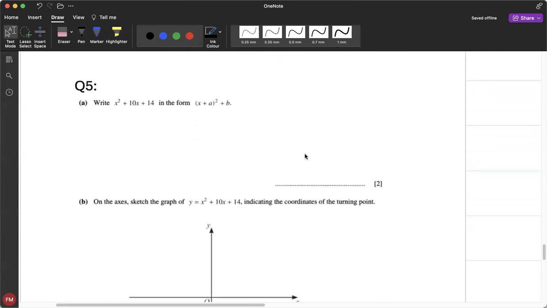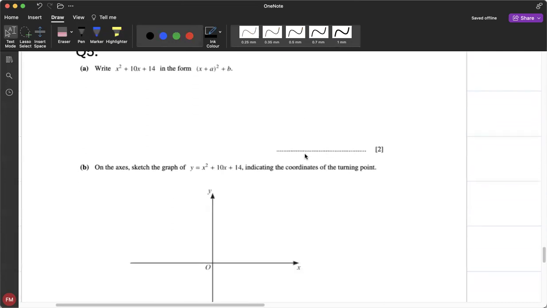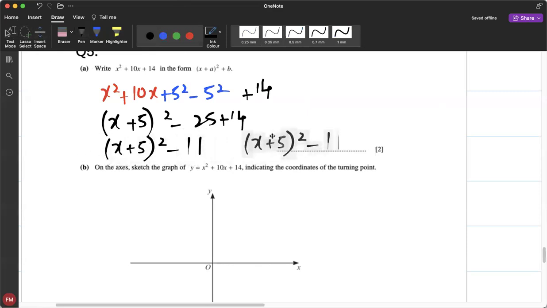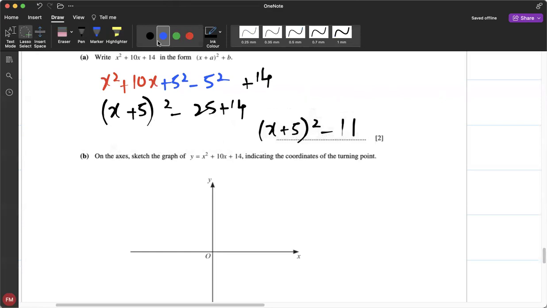In a similar way, let's try another one. Again, this requires you to solve it using completing the square. So let's try this out quickly. I hope you guys are familiar with completing the square, so I'm just going to quickly solve that. All right, this is what I get.